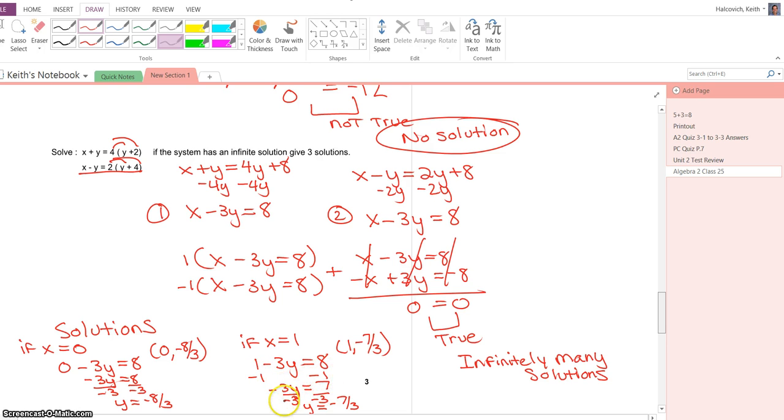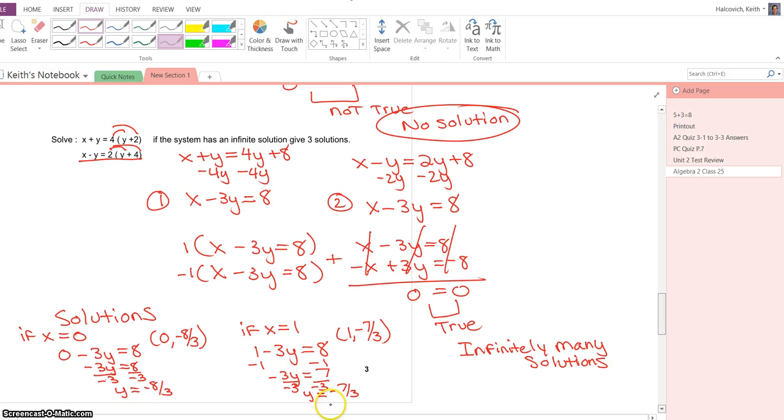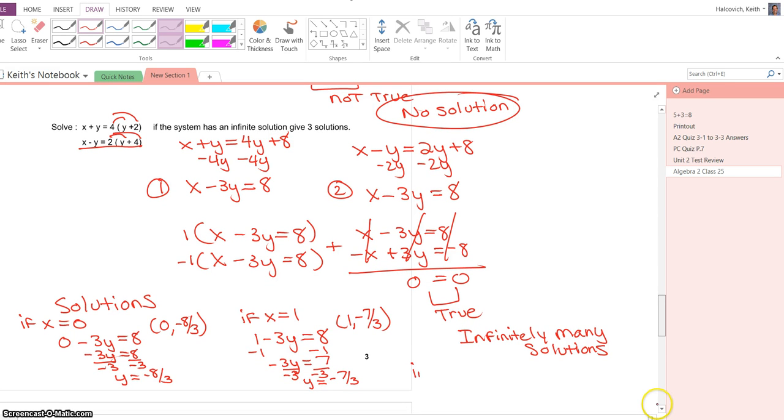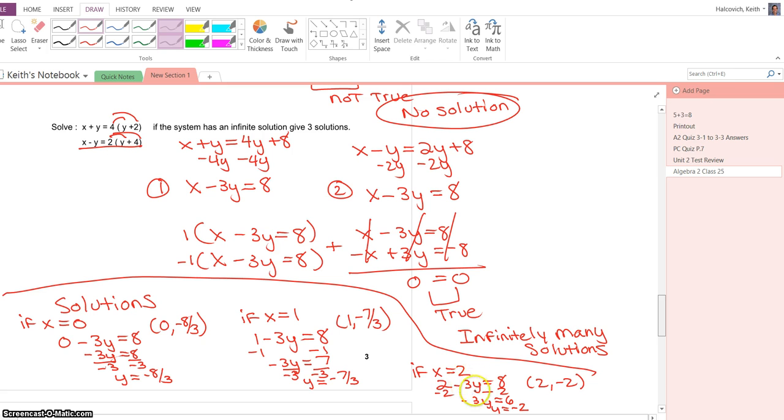And then last but not least, let's say x equals 2. Well, if x equals 2, we can say 2 minus 3y equals 8. Subtract 2. So negative 3y equals 6. y equals -2. So these would be our 3 solutions to the problem.